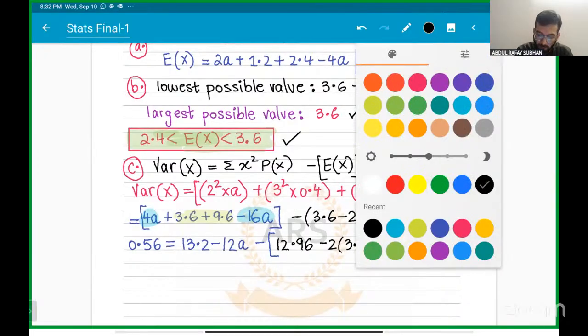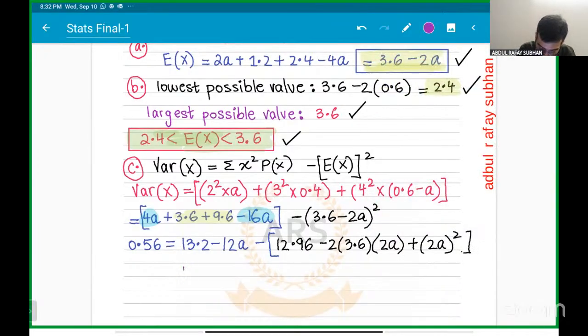I just have done the algebraic identity here, so let's copy paste again. 13.2 minus 12a is equal to 0.56, and this should be positive 4a square, and 3.6 times of minus 2 and 3.6 times of 2, minus 7.2. So yeah, तो ये हो जाएगा minus 12.96 plus 14.4, minus minus added up, and plus 4a square.